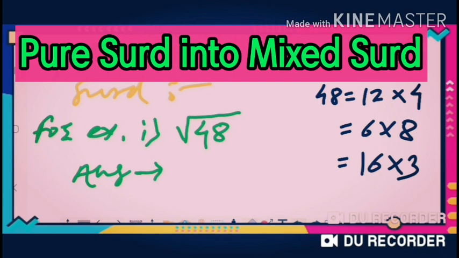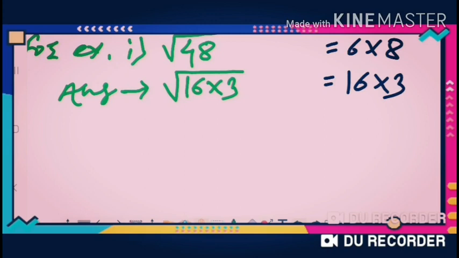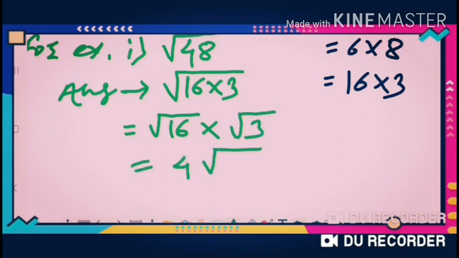We take the factor 16 into 3. 16 is the largest complete square number as compared to 4. Hence, 48 is equal to 16 into 3. We write square root of 16 into square root of 3. Square root of 16 is 4. 4 root 3 is the mixed form.